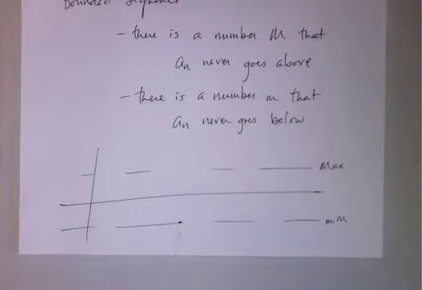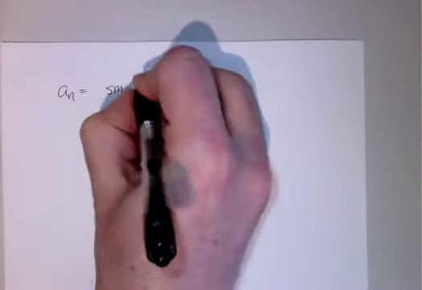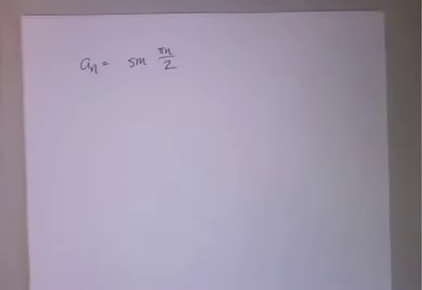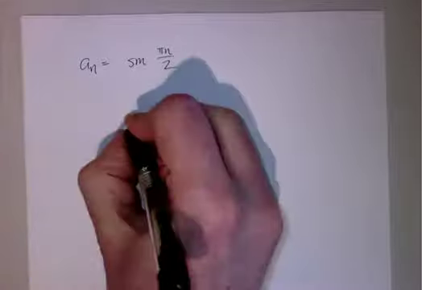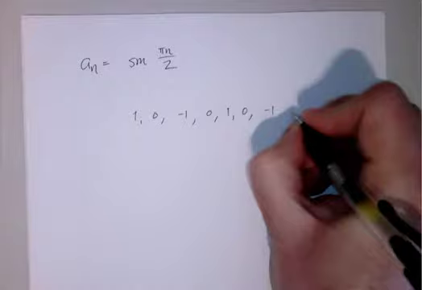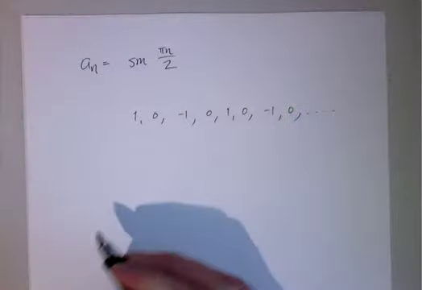And of course, something that we'd be very familiar with is like the sine function. A sinusoidal curve would be a bounded function. And therefore, we've already seen one like that. We've already seen the fact that a sub n is equal to sine of pi n over 2. That was a bounded function. All that gave us was 1, 0, negative 1, 0, 1, 0, negative 1, 0, and it keeps doing that on and on and on.